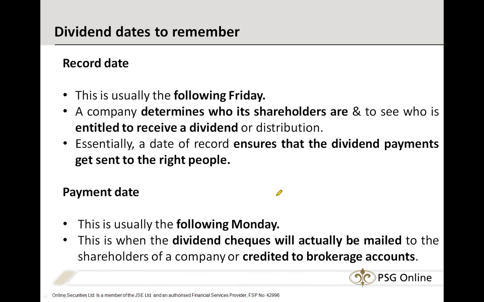The record date is usually the following Friday. This is for the company mainly to determine who the shareholders are and who's entitled to receive a dividend. So it just ensures that the dividend payment is getting to the right people. And then the Monday after that will be the payment date. It's usually 2 weeks after that, but you'll see the dividends in your account, credited, as I say, by the stockbroking firm.